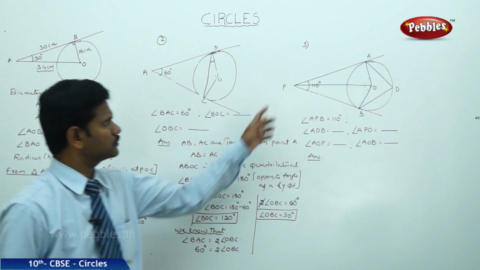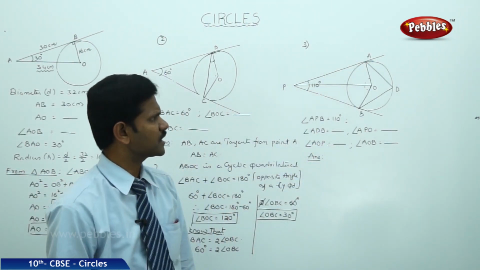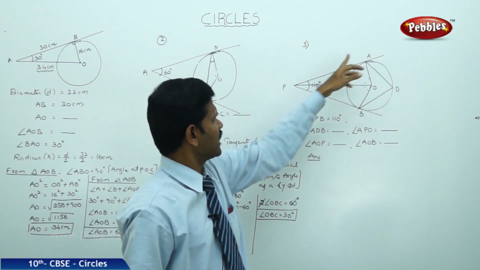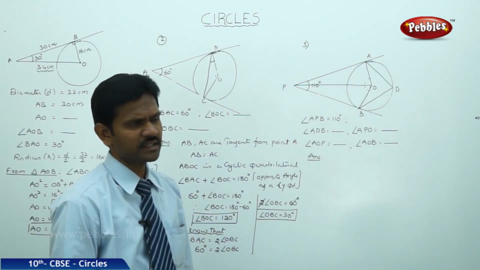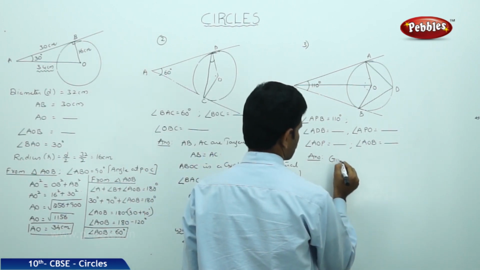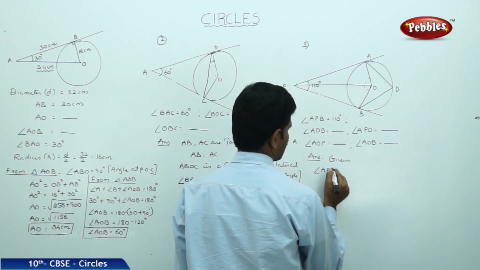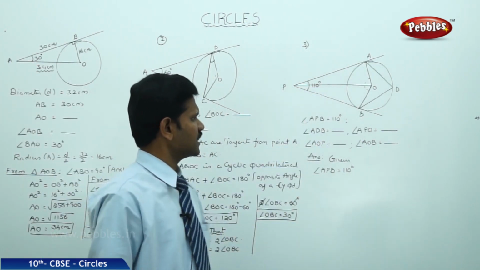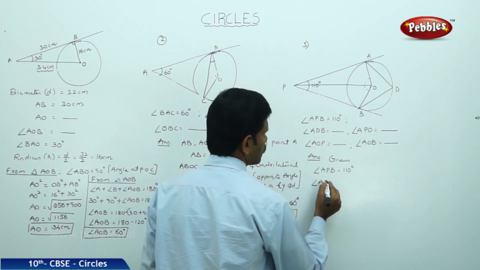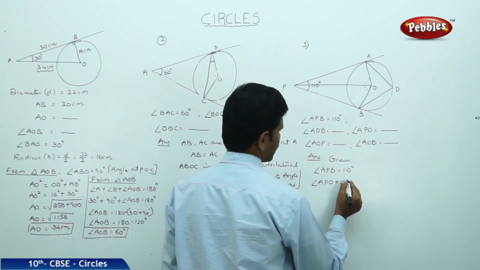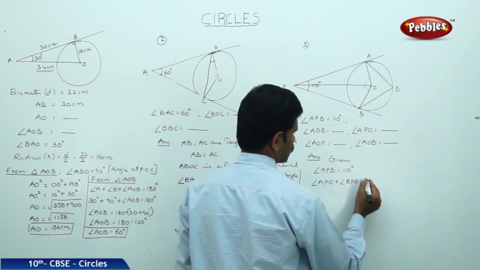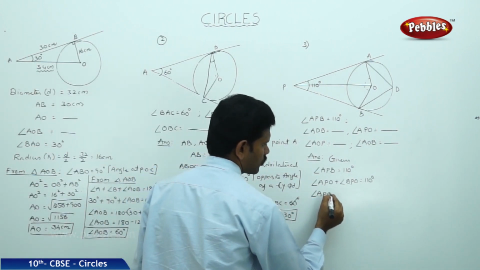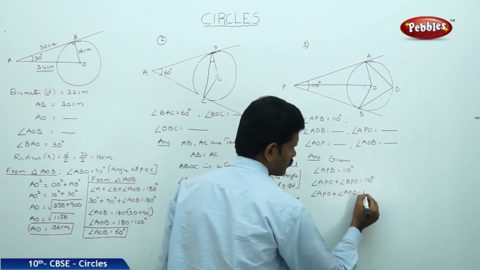From the given triangle, PA, PB are the tangents drawn from external point P, O is the center of the circle. Angle APB is equal to 110 degrees. Now APB is broken down into two parts, that is angle APO plus angle BPO is equal to 110 degrees. Now angle APO plus angle APO is equal to 110 degrees.